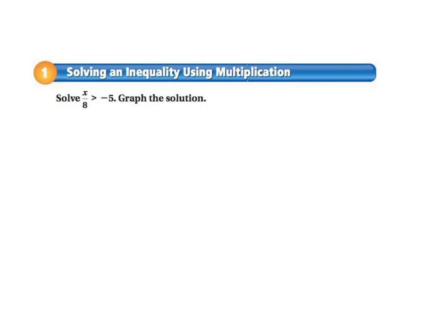Okay, now let's try one where we need to use multiplication. So I'm going to rewrite this one. So we have x divided by 8 is greater than negative 5. The inverse operation of division is multiplication, so I'm going to multiply both sides by positive 8. Now, since I'm multiplying by a positive, we do not need to flip the sign. And then negative 5 times 8 is negative 40.